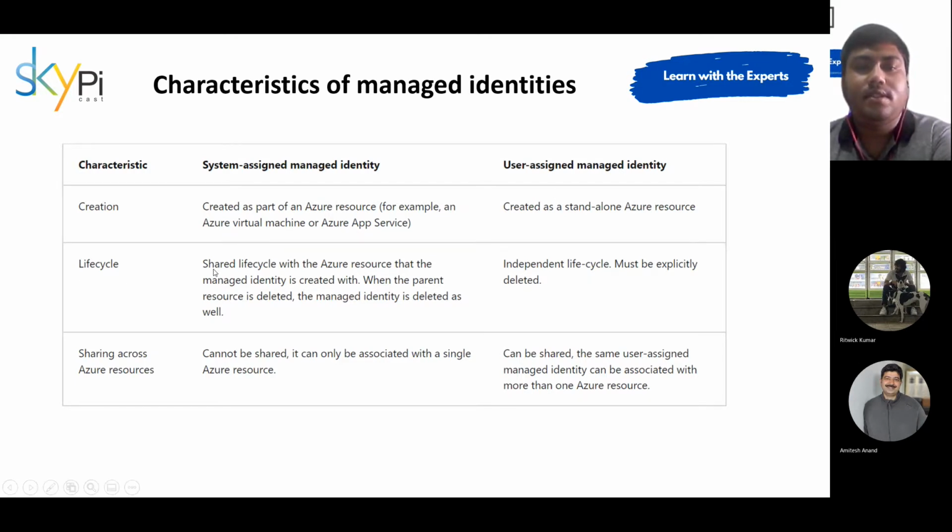The life cycle: let's say we use a system assigned managed identity. A shared life cycle is there with the Azure resource that the managed identity is created with. When the parent resource is deleted, the managed identity is deleted as well, as it was created when the resource was born, and it will be deleted when the resource is deleted. In user assigned, it is not that case. It is independent, it is separate, and must be deleted separately as it was created separately. Sharing across Azure resources: system assigned cannot be shared. It can only be associated with a single Azure resource.